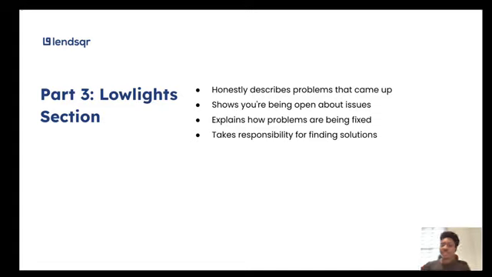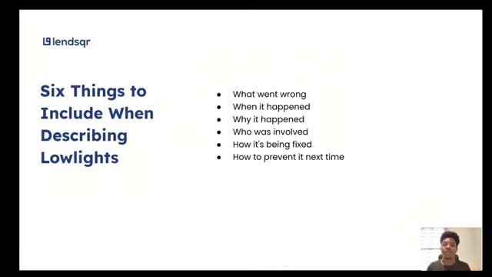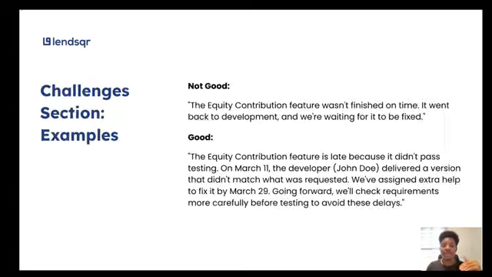So lowlights is the other end of the spectrum, right? The things we did not want to happen, the things that happened and we did not foresee, that possibly led to delays. So you own up to these things, right? Sometimes they may be your fault, sometimes they may not, but the whole point of a lowlight section is to communicate it in such a way that you own the barrier, you own the delay or the unfortunate circumstance, right? So what does that mean? We take this so seriously that we have 6 elements you should include when describing a lowlight. You have to include what went wrong, when it happened, why, who was involved, how it's being fixed, and how to prevent it next time, right?